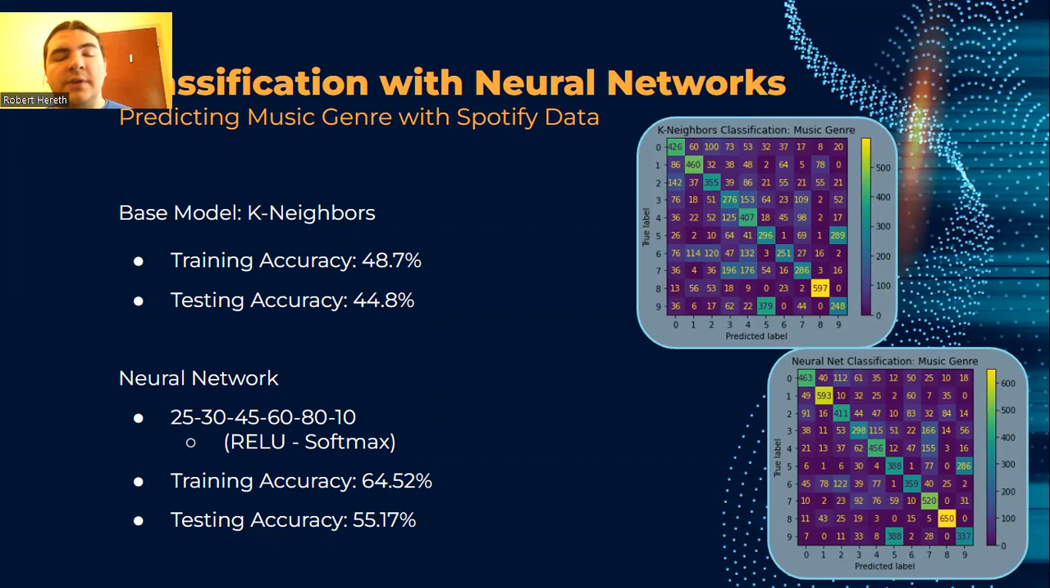Again, all the functions in between have ReLU activations, with that 10 having a softmax activation. What that allows me to do is create 10 neurons that will more or less all say 0 or 1, and it'll allow me to determine which genre it thinks this song is most likely to be within. On the training data, I was able to get an accuracy of about 64.52%, and on the testing data, I got an accuracy of 55.17%.